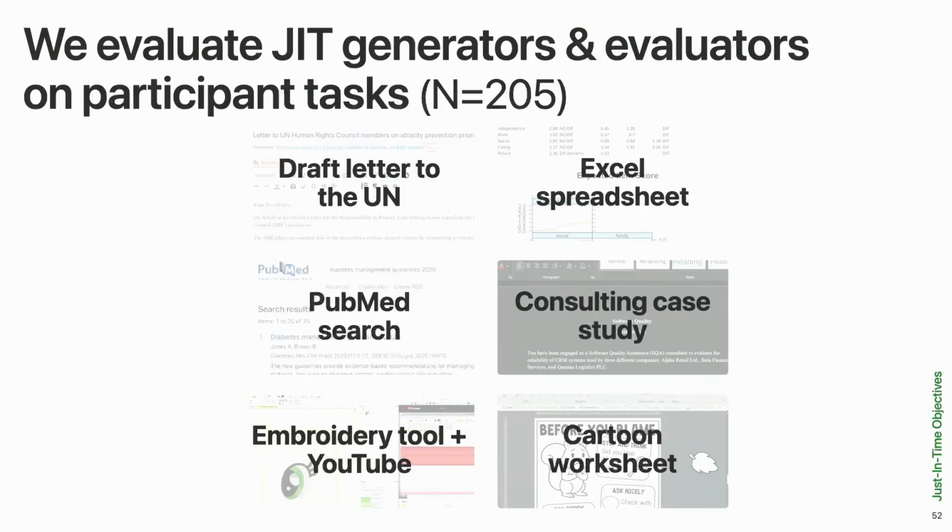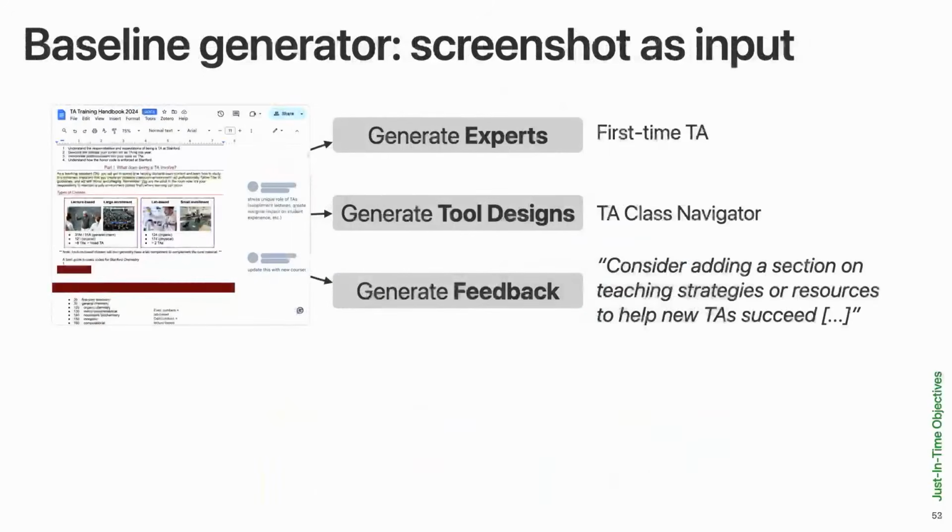But we wanted to see how effective the prompt-based interventions would be with these JIT generators and evaluators. So we returned to that same set of data from the online participants that I showed earlier, and we surfaced back to them this task where for generation, we had these baselines that took in the full screenshot that the users had provided and suggested relevant experts to assist with the task, tool designs, and feedback to directly assist on the task. For example, here we had a TA training handbook where you can see that the generators provided some general forms of assistance for this task.